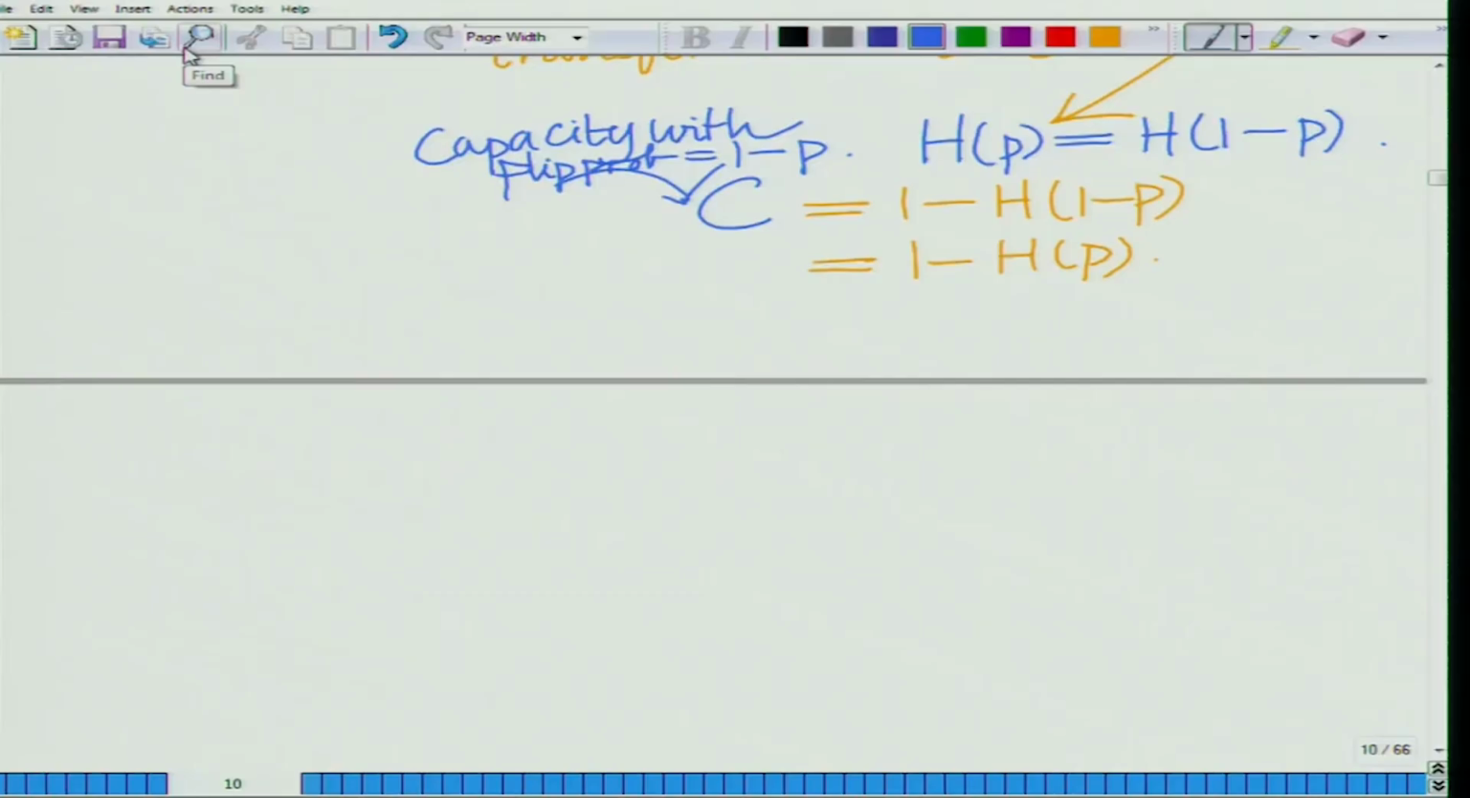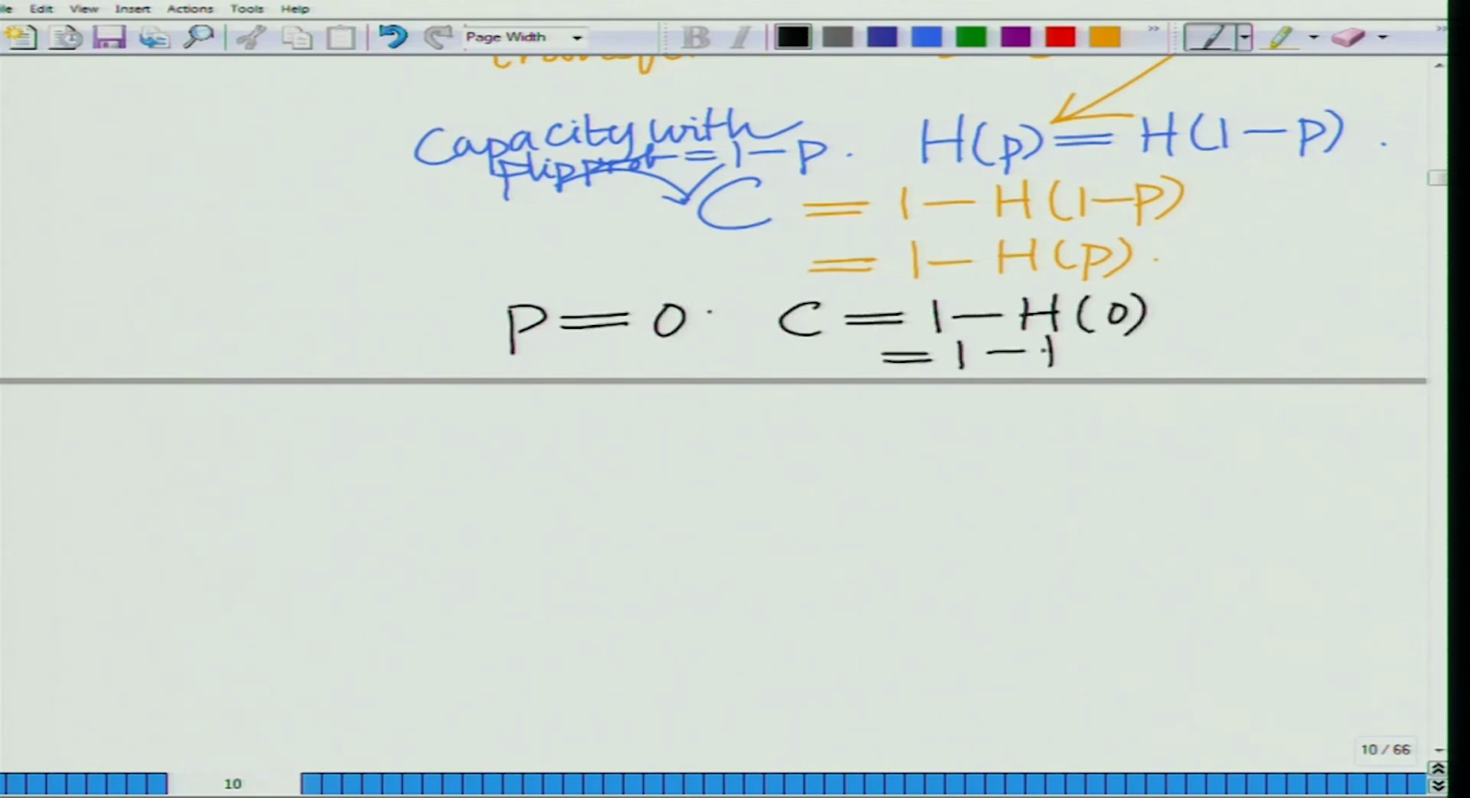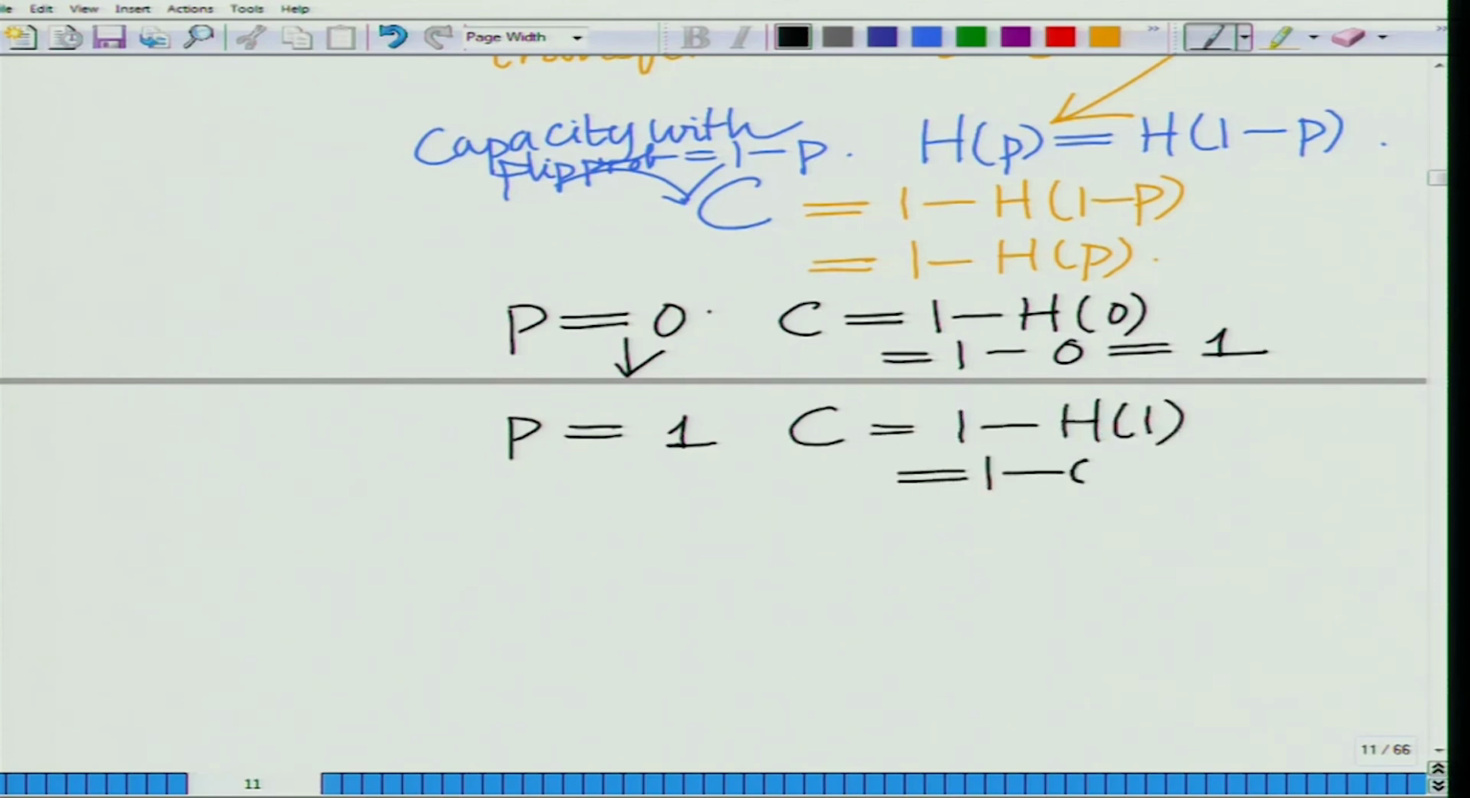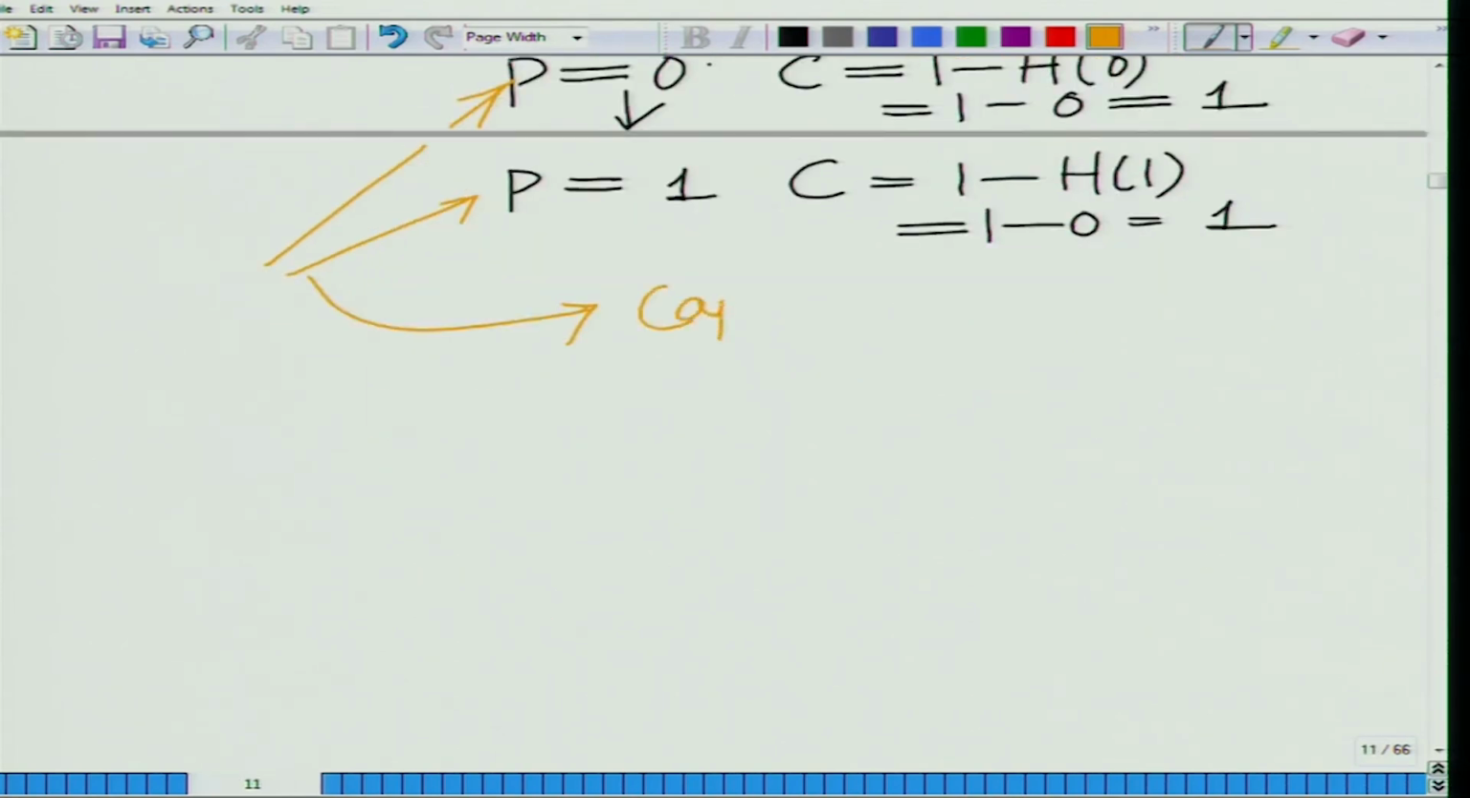And before we complete this module, two special cases. One, capacity is maximized for p equal to 0, in which case C equals 1 minus h of 0 equals 1 minus 0 equals 1 bit per channel use, and also by symmetry for p equal to 1, C equals 1 minus h of 1 equals 1 minus 0 equals 1. Okay. So, for both, capacity is maximum, equal to 1 bit per channel use.